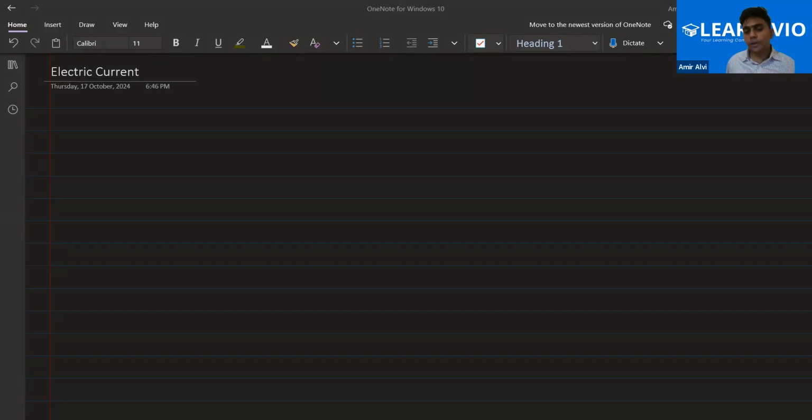Now let's discuss it. So what is electric current? In simple words, electric current is the flow of electric charge due to potential difference between two points, because electric current flows between two points. In the general case, it means that the charge starts flowing from a point A to a point B, right? So that is the basic thing about electric current.